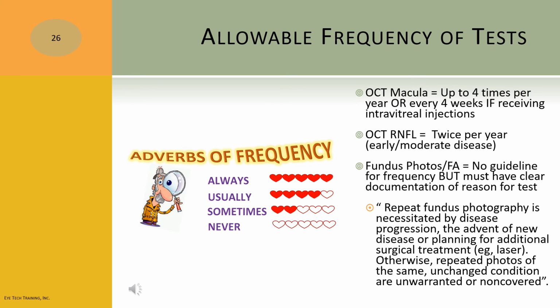Meaning, as the scribe, if the doctor is ordering a repeat fundus photo or FA today, document in the medical record next to the diagnosis that you're ordering the test for. Dr. Smith ordered FA today to determine if there is a recurrence of CNVM. That would be a great line of documentation illustrating the clear indication for the reason for the test.